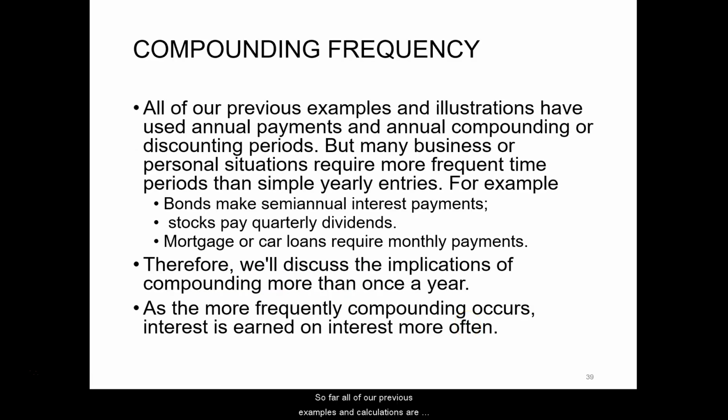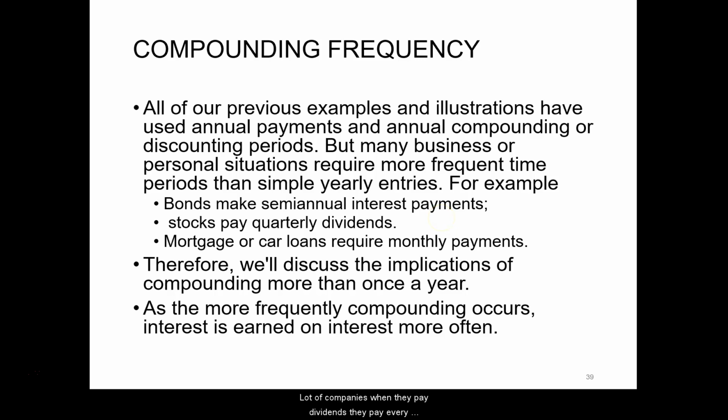So far, all of our previous examples and calculations are based on annual payments. We have been talking about one payment a year, but in reality, many businesses or personal situations would require more frequent payments. For example, bonds, when they make the coupon interest payments, a lot of them pay semi-annually, or say twice a year.